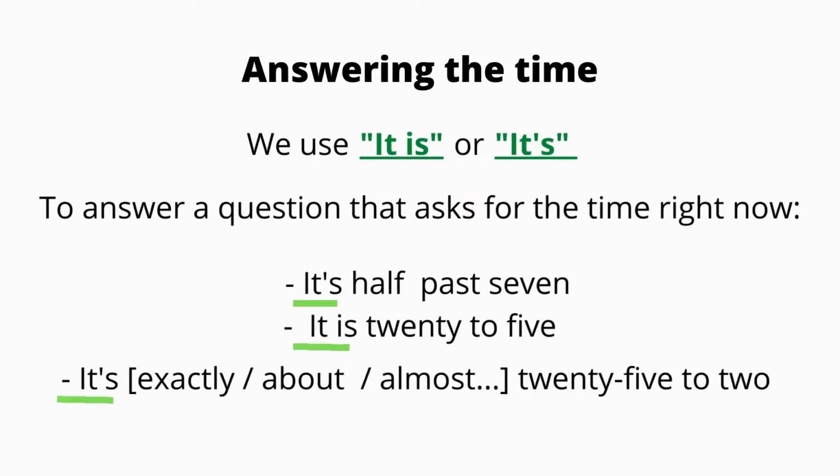And we use it is or it's to answer a question that asks for the time right now. For example, it's 7:30. It is 20 to 5. It's exactly or about or almost 25 to 2.